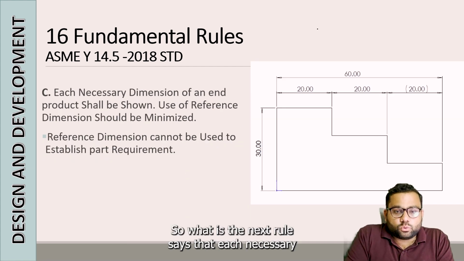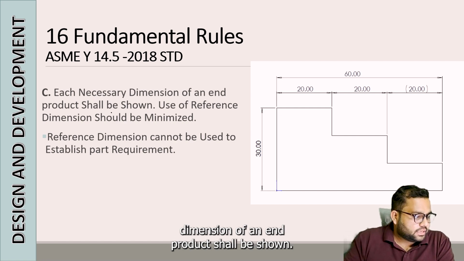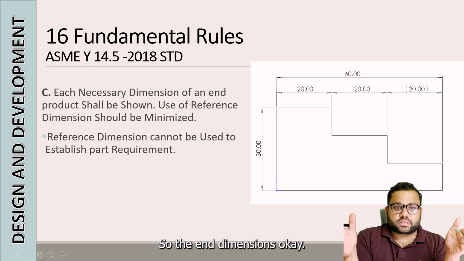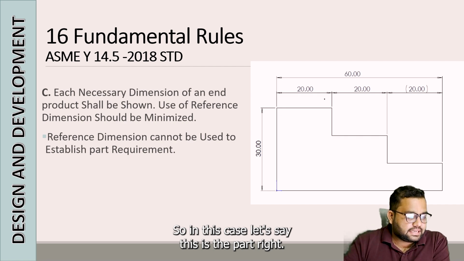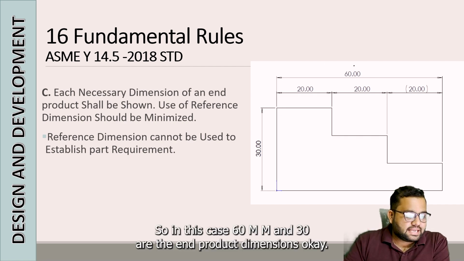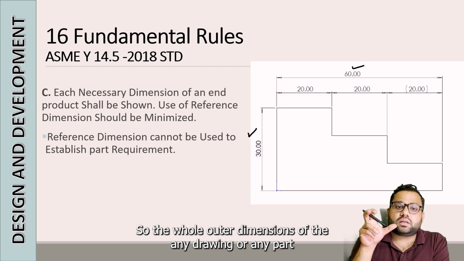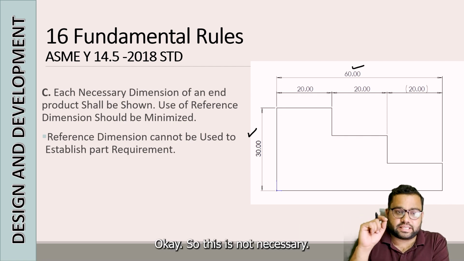So what does the next rule say? That each necessary dimension of an end product shall be shown. The end dimensions of any product should be shown on the engineering drawing. In this case, let's say this is the part drawing. Here 60 mm and 30 mm are the end product dimensions. The whole outer dimensions of any drawing or any part should be available on the engineering drawing. So this is necessary.